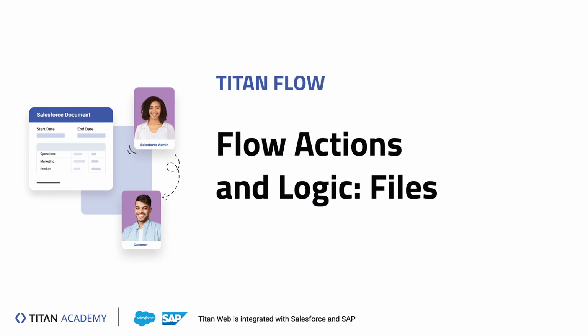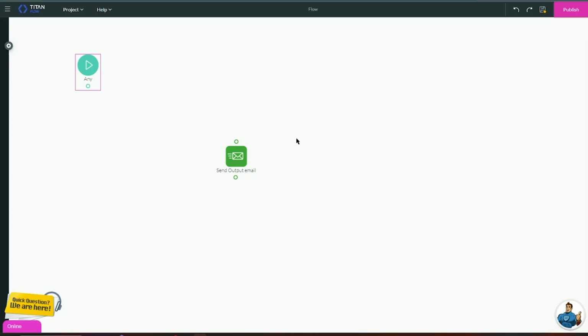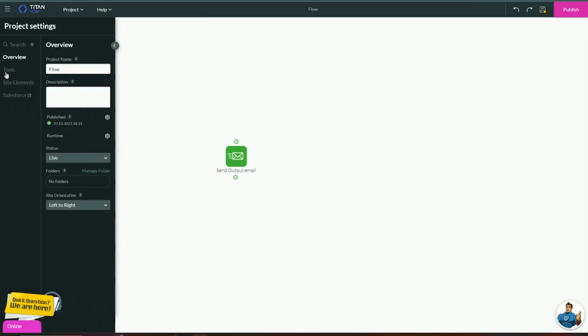Today, we will examine some of the file actions available in Titan Flow, including document merge, document generation using Salesforce data, and converting documents to PDF. So over here in Flow, I have a small project set up, and I'll show you what I have.